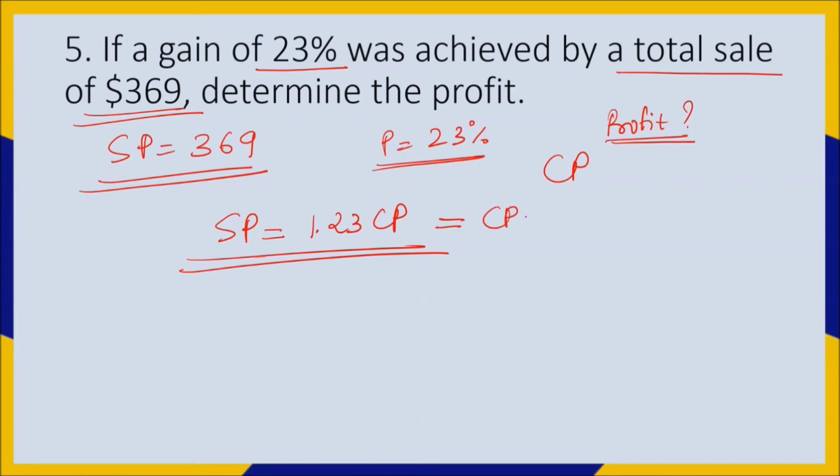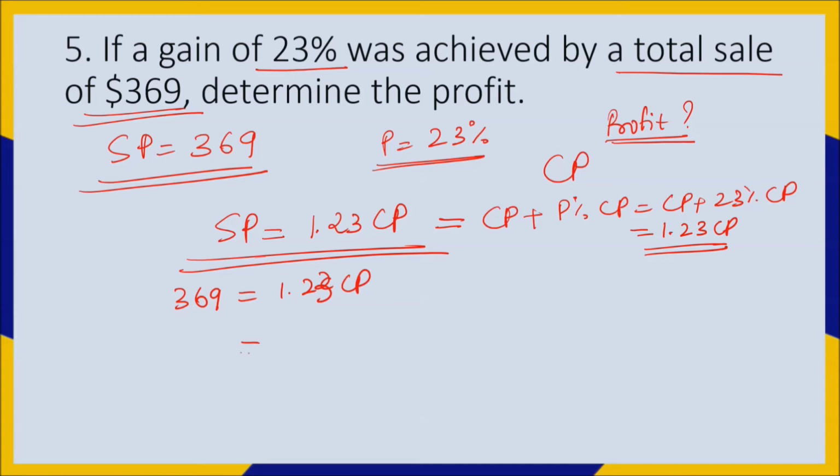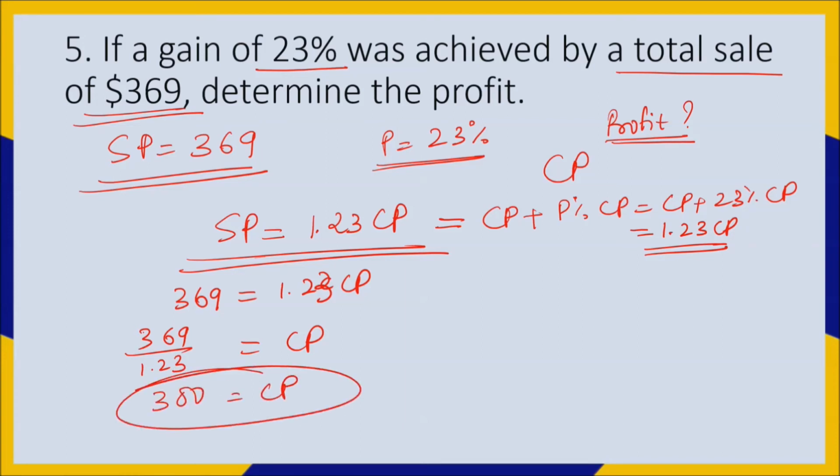मैंने क्या किया, CP plus profit percent of CP, CP plus 23% of CP. This is nothing but 1.23 of CP. ठीक है, आप ऐसे कर सकते हैं। हमारा सेलिंग प्राइस था 369 and this is 1.23 of CP, so therefore CP is equal to 369 divided by 1.23, so therefore your CP would be 300 and therefore your profit is 69, okay. So this is easy, question number 5. Let's move towards question number 6.